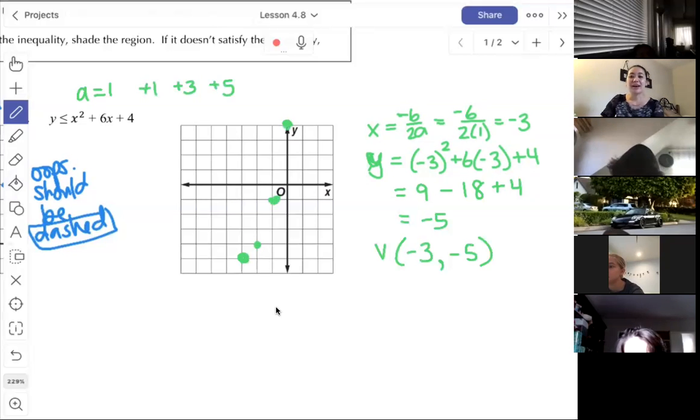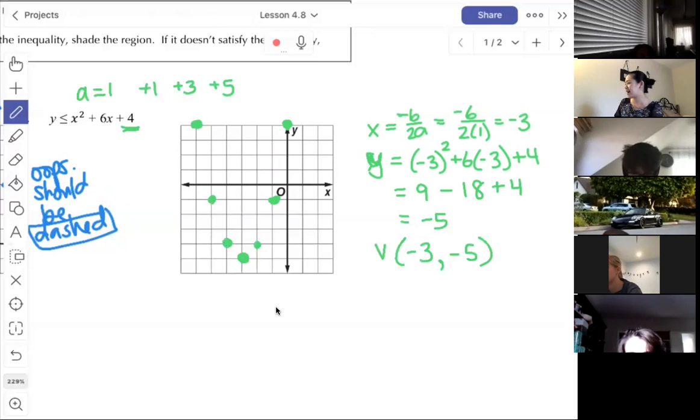And here's a quick double check. Look at that y-intercept of 4. We found a 4. So that is reassurance that you are graphing it correctly. You can double check that y-intercept.